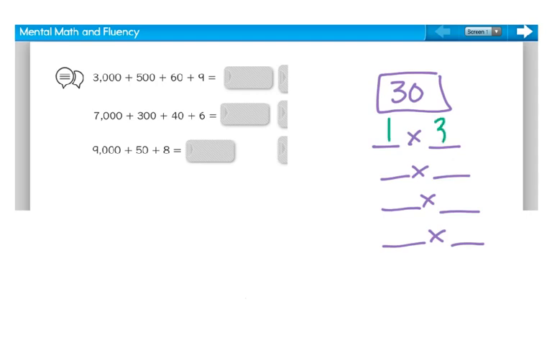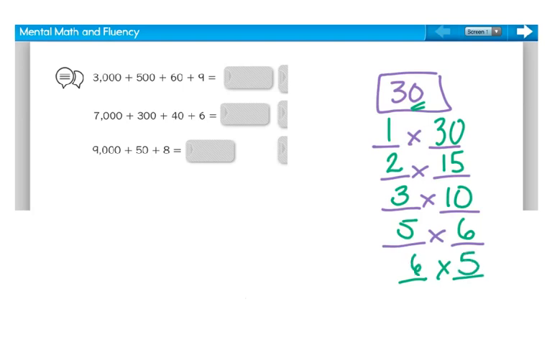So we have 1 times 30. This is an even number. It ends in 0, 2, 4, 6, or 8. So I know that 2 has to be a factor, even though it's not a basic fact. Because it ends in an even number, I know 2 is going to be a factor. 3 times 10, 4 doesn't work, but 5 times 6. And if I did the turnaround fact, guess what? 6 times 5 would equal it. Therefore, I know I have found all the factor pairs.